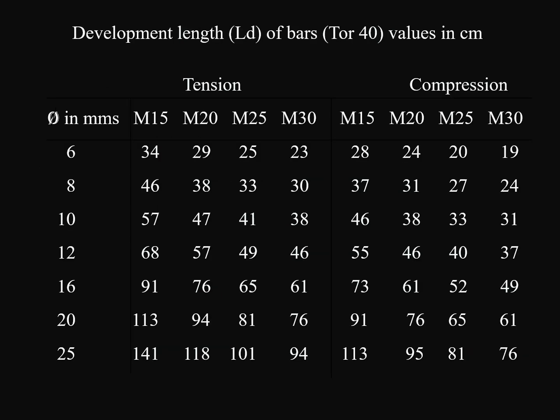Development length LD of bars, that is for TOR 50, values are given in centimeter. I have made two sections, that is tension section and compression. Here the bar diameters are mentioned. You can refer to this table to get LD for bars in tension and in compression.